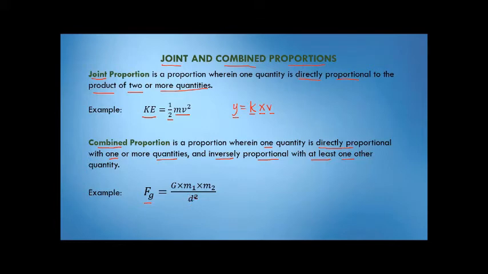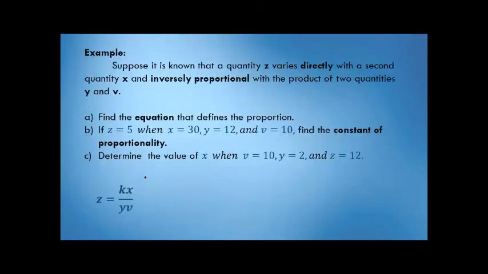Kaya siya combined proportion na kasi may napahalong at least one inverse proportion. So kung wala nito, GMM lang, so that is joint proportion. Pero dahil nagkaroon ng kahit isang inverse proportion, so tinatawag naman siyang combined proportion. So that is the difference between joint proportion and combined proportion. So let's have an example na tignan natin na combination siya. So makikita natin sa problem.